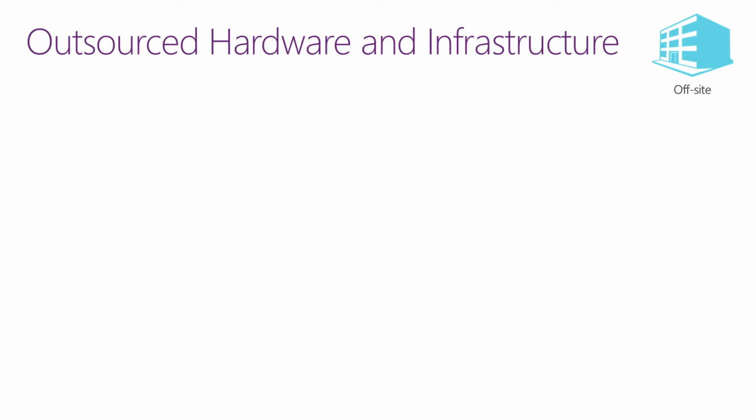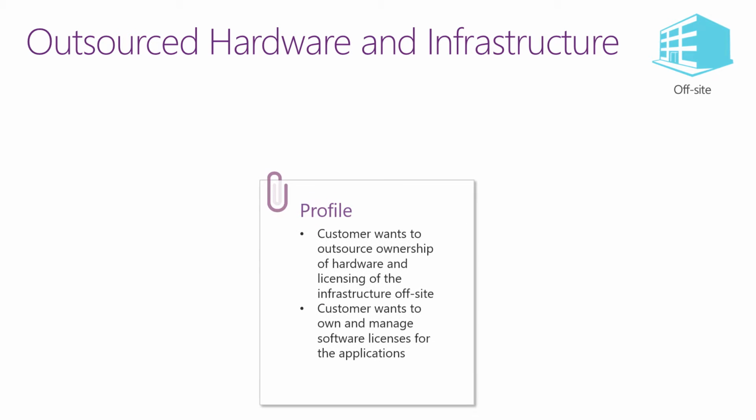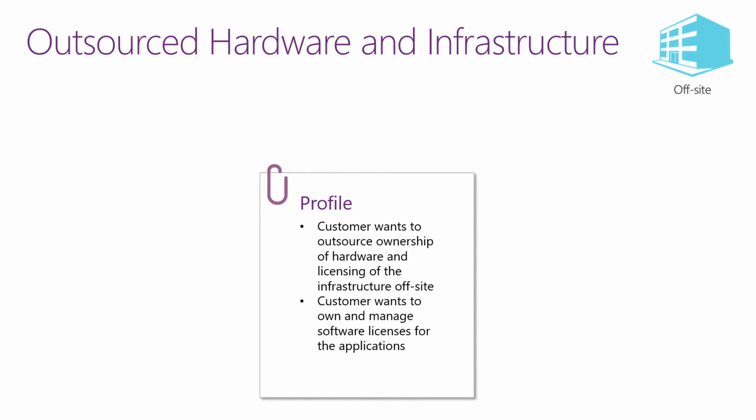In this example, we're going to start looking at a partner providing a solution off the customer's site, probably in their own data centers. So you can see this is quite similar to the previous example. The customer wants to outsource the ownership of the hardware and the licensing of the infrastructure, but this time the server will be off-site, and they still want to own and manage the software licenses for the applications. There is, however, a key difference coming up which does affect the licensing.